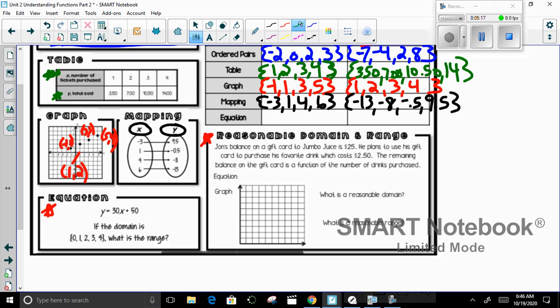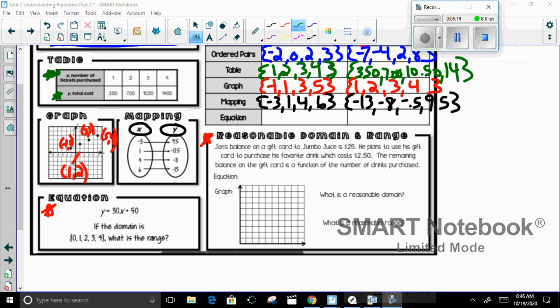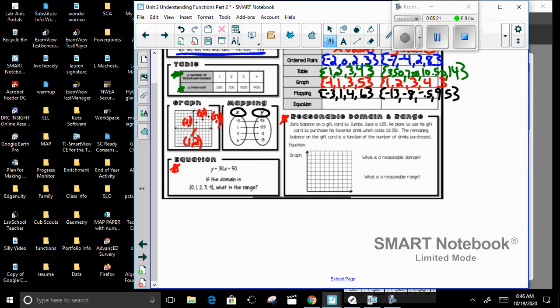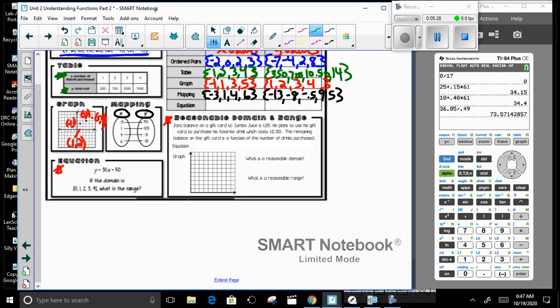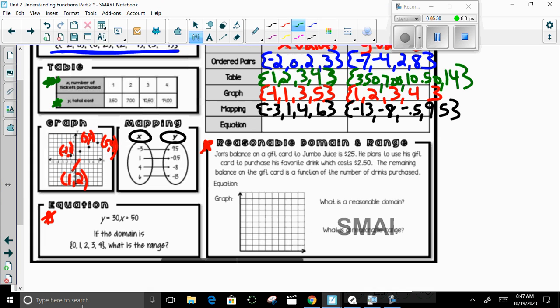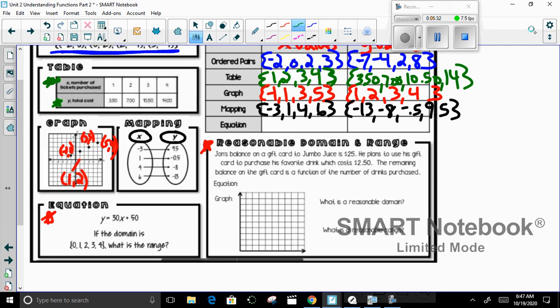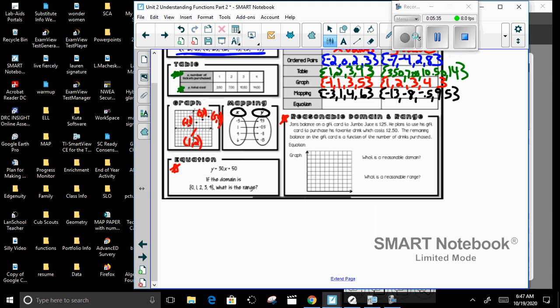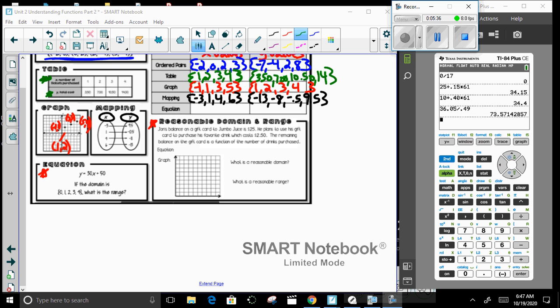All right, now I want to look at my equation. When you're doing your equation, the easiest thing to do would be to pull up your calculator. I think I have my calculator on the side here. So I'm going to teach you how to use this equation. If the domain is these values, what is the range? Well, think about this. Domain is what values?